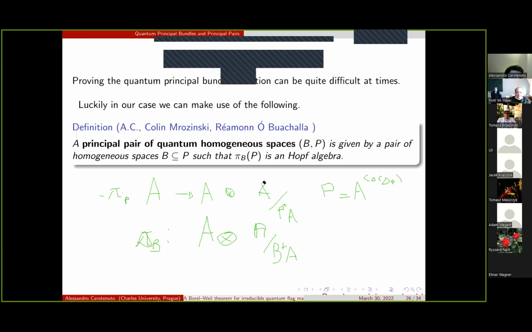In particular, one can prove that it is also always a sub-coalgebra of A. What is not trivial, of course, is that the antipode restricts. So it's actually a requirement that you want pi B of P to be a Hopf subalgebra.